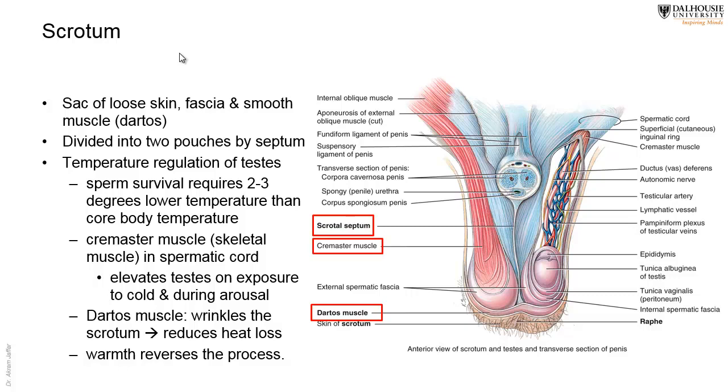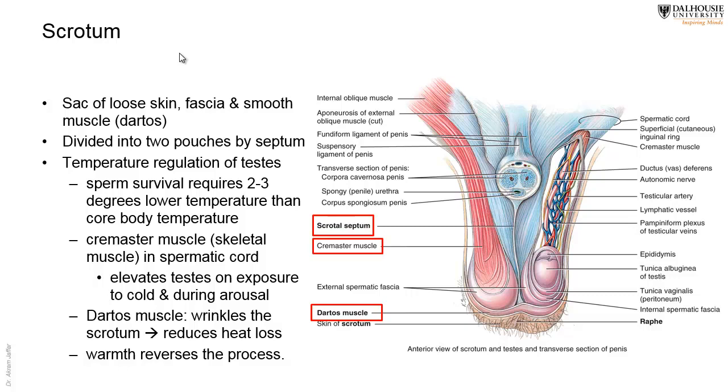And as I said, the temperature here is controlled by several mechanisms. One of these mechanisms is that the dartos muscle, which is present in the wall of the scrotum, when it contracts, will reduce the surface area of the scrotum and push the testis up. So this happens, for example, during arousal or in cold weather. But in hot weather, the testis should be pushed down outside the body, away from the central body temperature, in order to reduce its temperature.